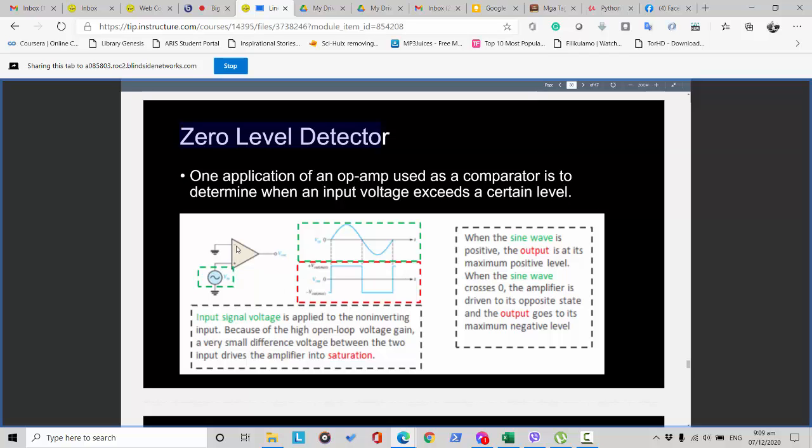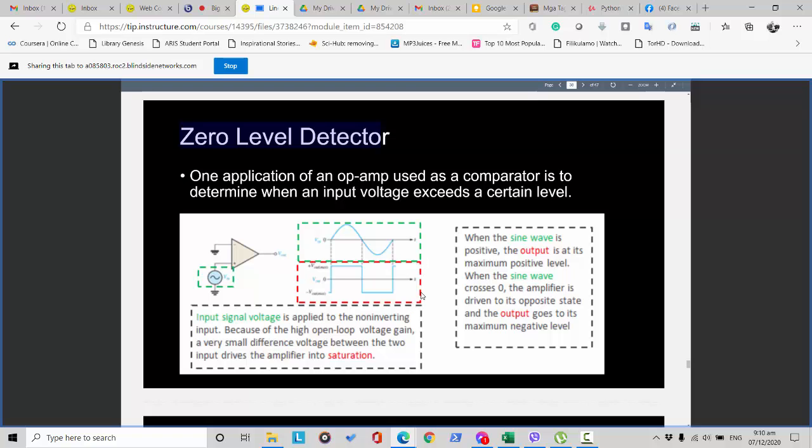Now, in this case, you can see here an input signal voltage applied to the non-inverting input. We have a load here. The green box indicates the input signal voltage applied to the non-inverting input. Because of the high open loop voltage gain, a very small difference voltage between the two inputs drives the amplifier into saturation. So you can see here the saturation.